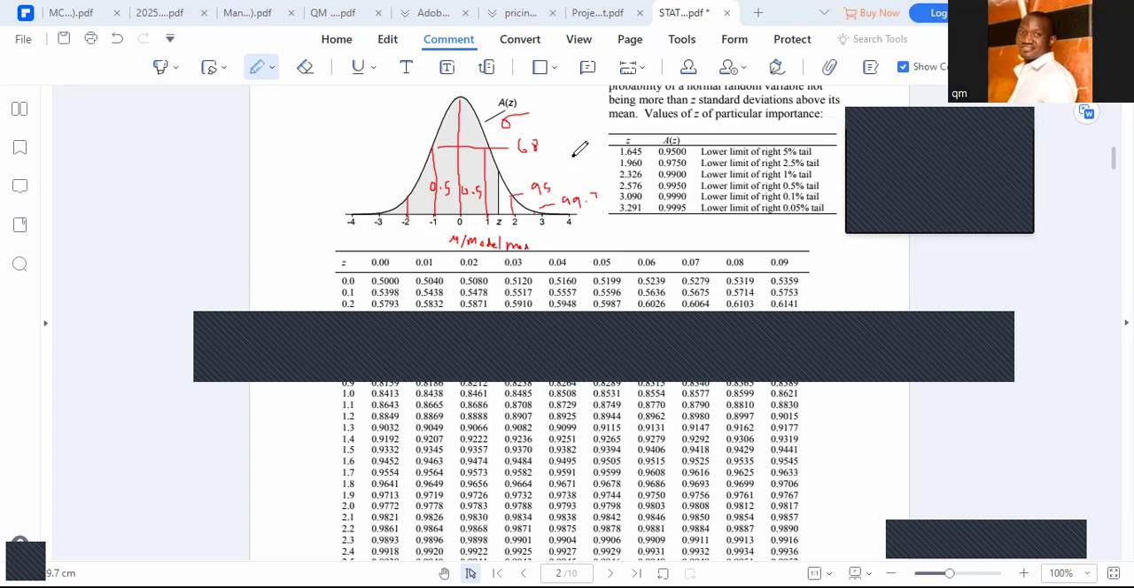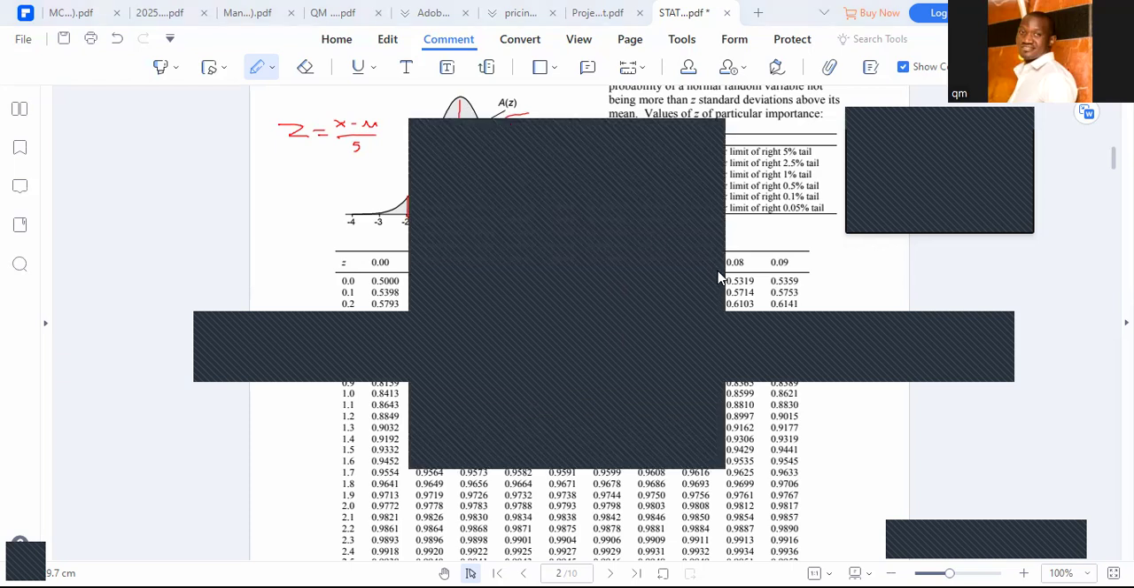The distribution follows what we call a probability density function, a PDF. The areas under the graph can be standardized using the formula Z is equal to x minus mu over standard deviation. The area under the graph is highlighted as has been shown.